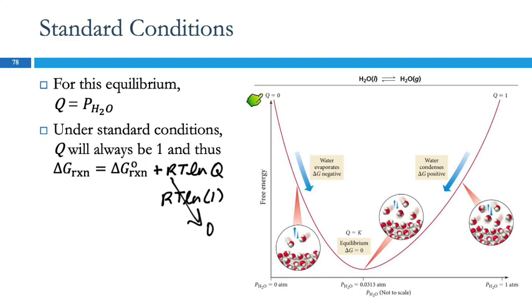If Q is 0, that means there's no water vapor present. Delta G is going to be negative. And so the water will evaporate spontaneously. At some point, Q will be equal to K, and there we've got equilibrium. If Q is greater than K, then water will condense. The reverse reaction is going to be spontaneous. Here, delta G is going to be positive.